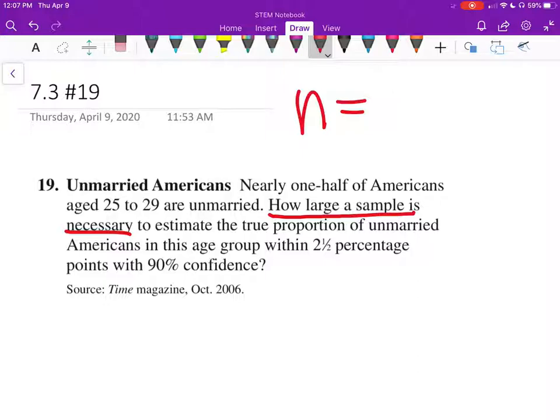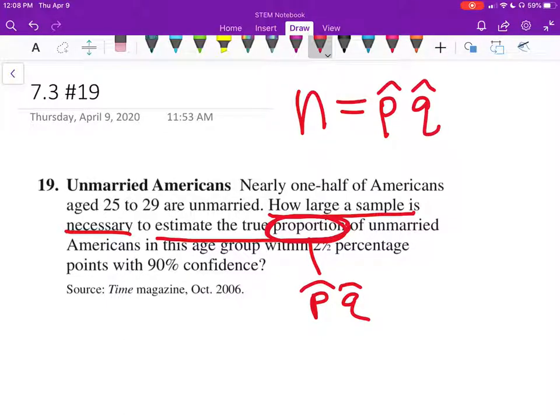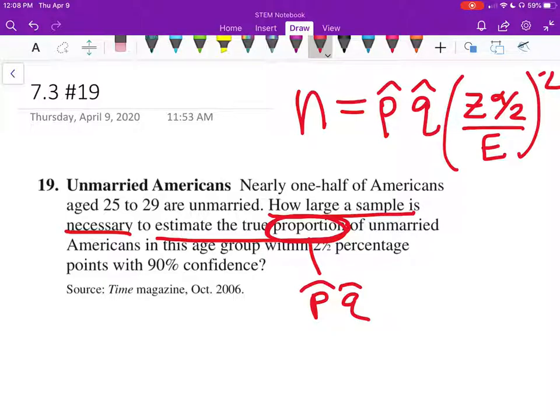Now, I think you guys have learned two formulas for sample size so far. So we need to figure out which one it is. It says how large a sample size is necessary to estimate the true proportion. You see proportion, you know that's p hat and q hat. So you're going to be using the formula for finding n that has p hat and q hat in it. So n equals p hat times q hat times z of alpha over 2 over e squared. That's how we calculate our n.